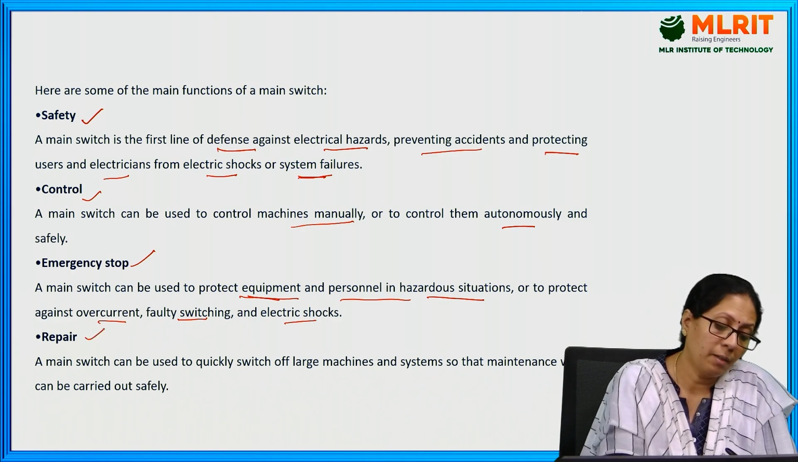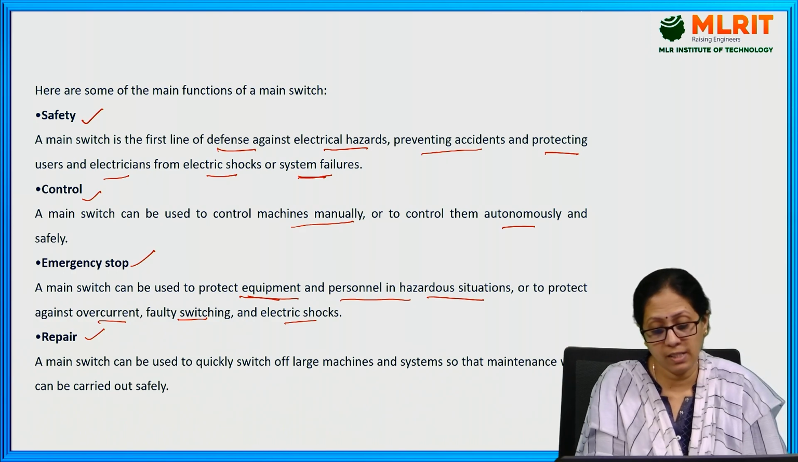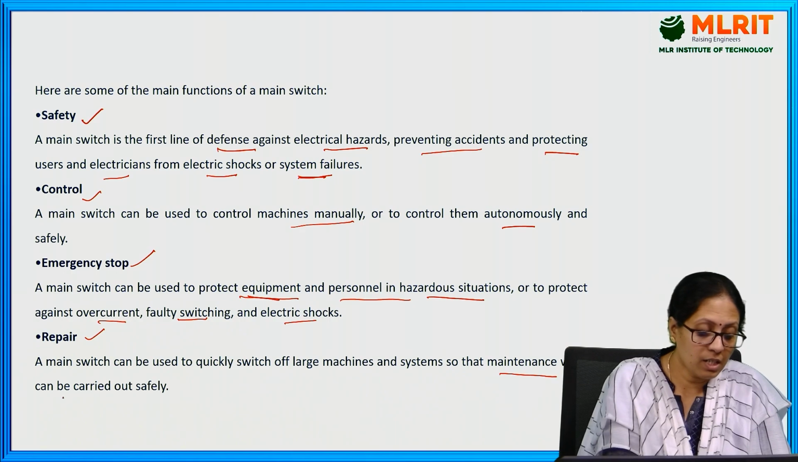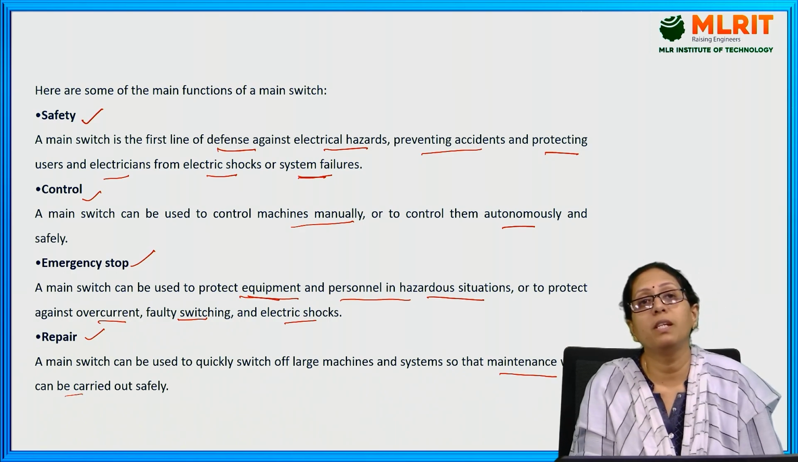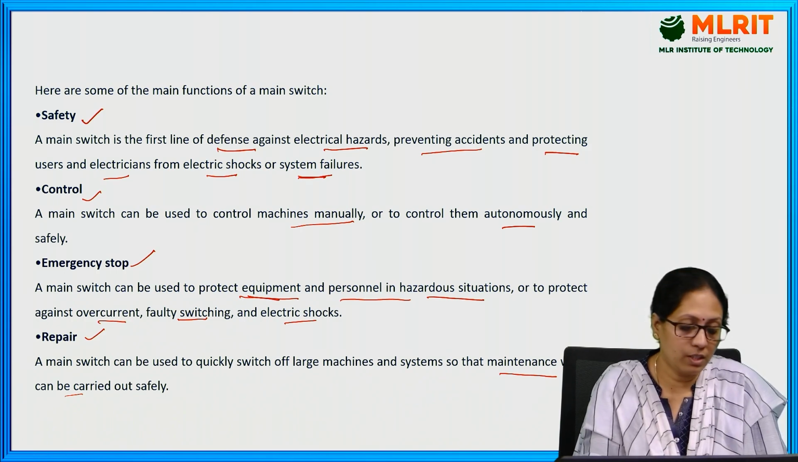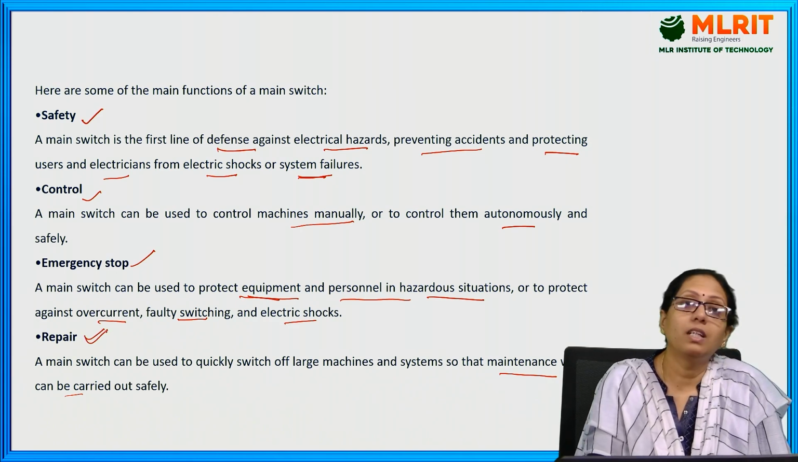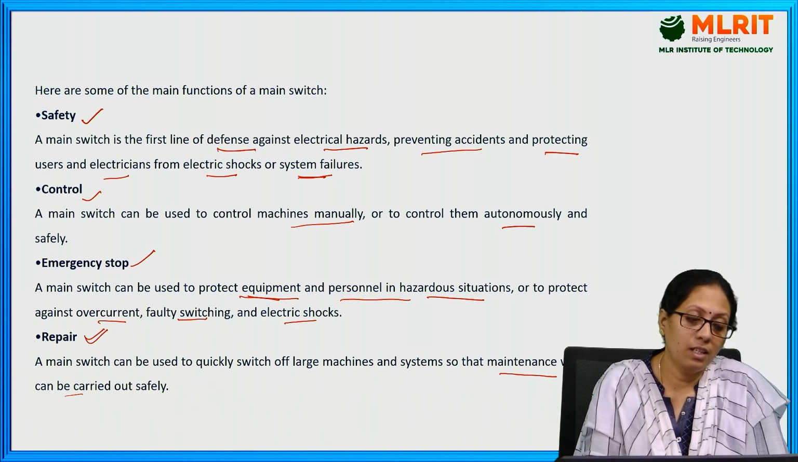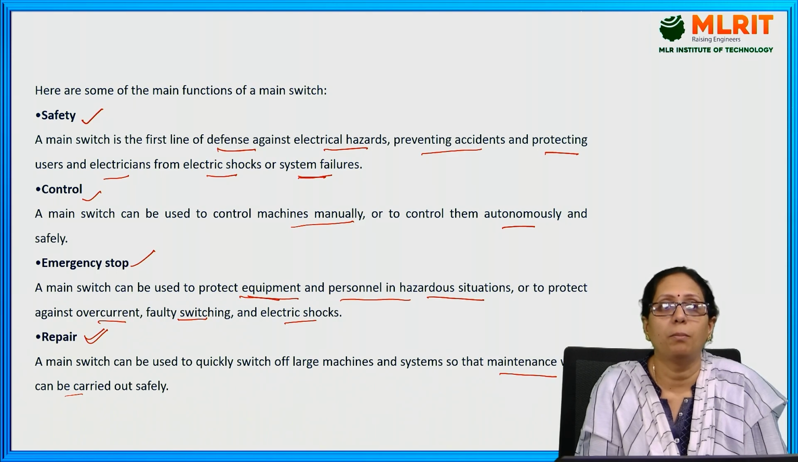Next one is repair. The main switch can be used to quickly switch off large machines and systems so that maintenance work can be carried out safely. When maintenance work is being carried out, we will switch off the main switch and after that the repair work will be done. These things make it convenient for the maintenance people to do the repair work properly.